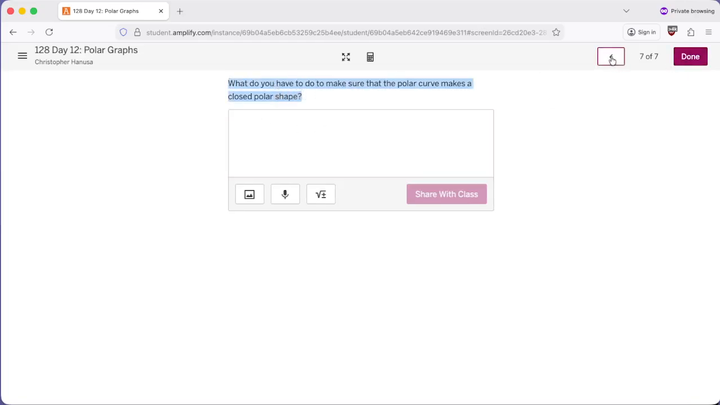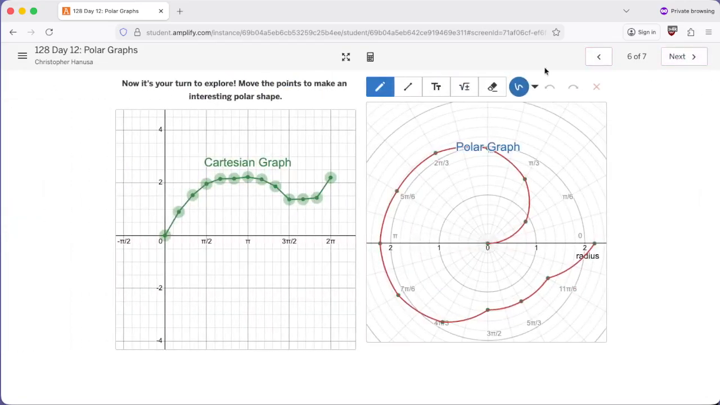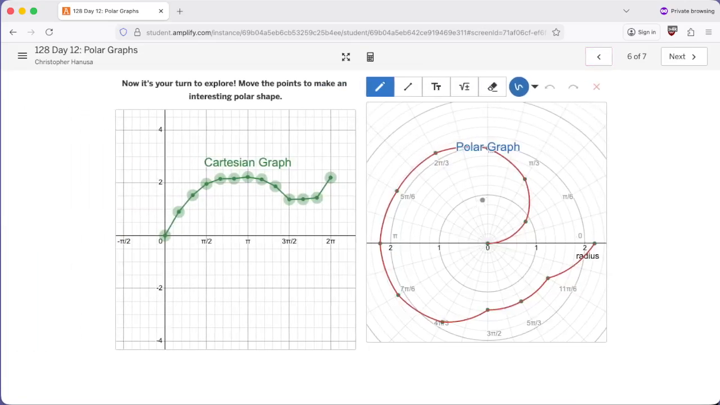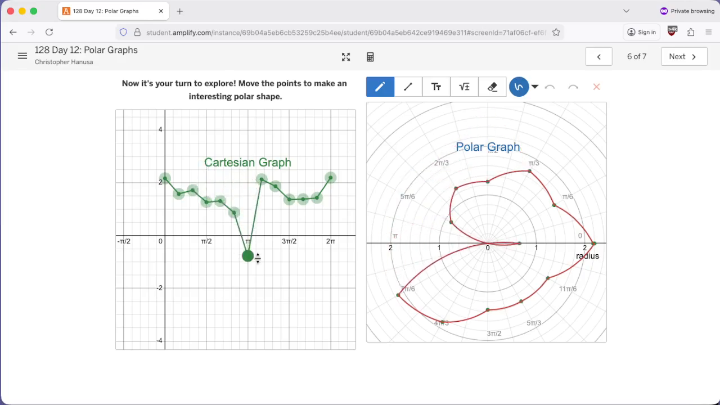On this previous page, what we've been doing is moving these points around, but how do we make sure that the polar curve makes a closed polar shape? So right now, our shape is open. What do we have to do to make sure that it closes up? Make a Pac-Man. How do we make sure that this closes up? Now it's a closed shape. What's different about what we've done here that makes it a closed shape than before where it was an open shape? So think a little bit carefully about it and write down a couple of words that explain that.